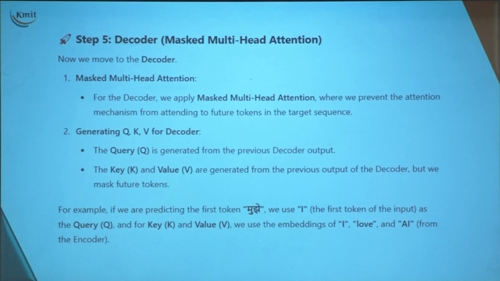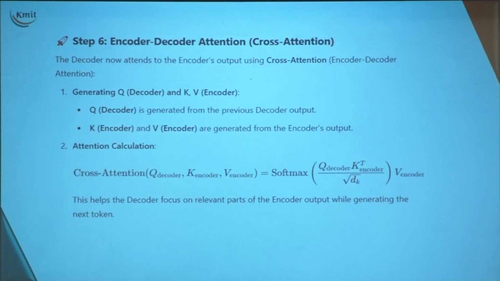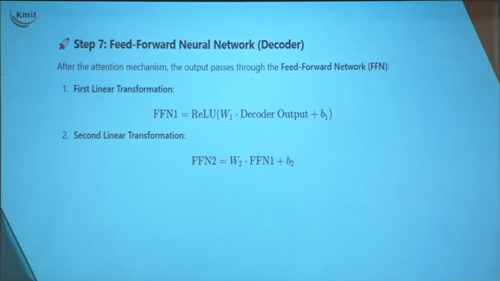Two changes. This change in the masked multi-head attention, and this change in the multi-head attention of the decoder block. Okay, and then is there any change here? FFN would be the same. What is FFN1? FFN1 is ReLU of what? W1 into decoder output plus B1. There it was encoder output, here it would be decoder output. What is FFN2? W2 into FFN1 plus B2.